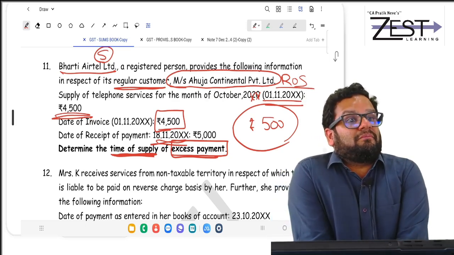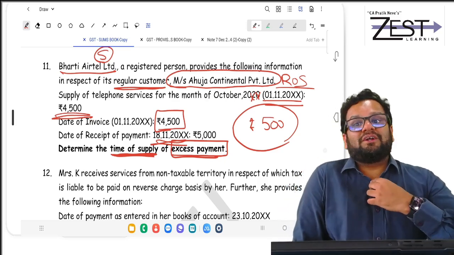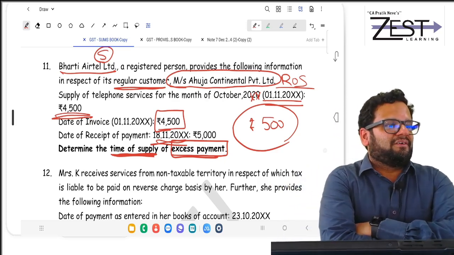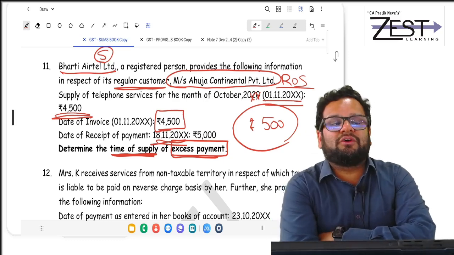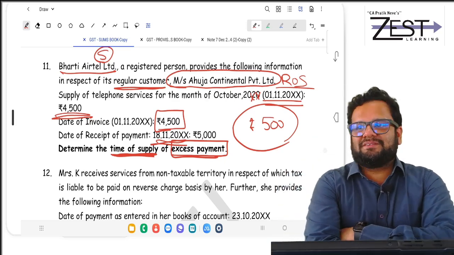Date of making invoice. So when will the invoice be made? On 1st December, the next invoice will be made. For October, you have made it on 1st November. So for November, you will make it on 1st December. So time of supply will be 1st December.